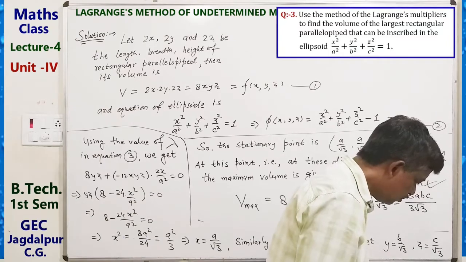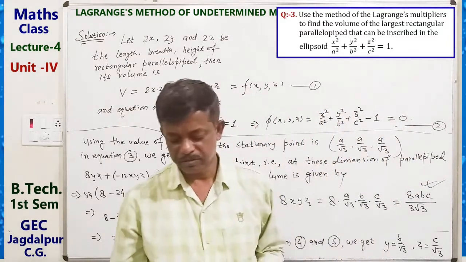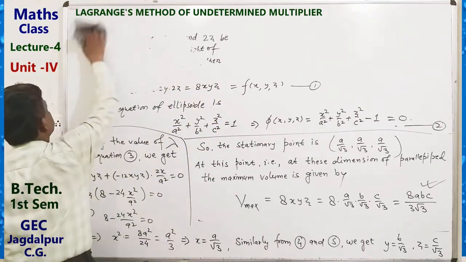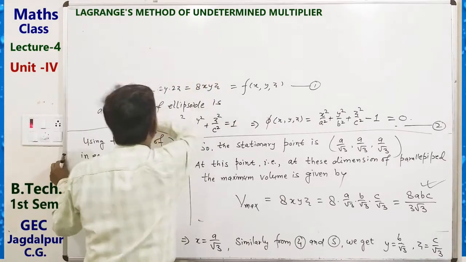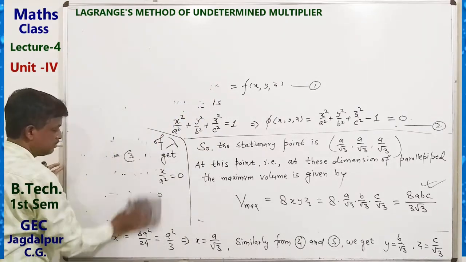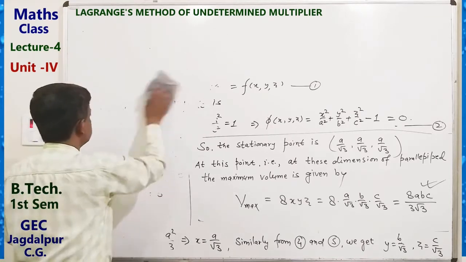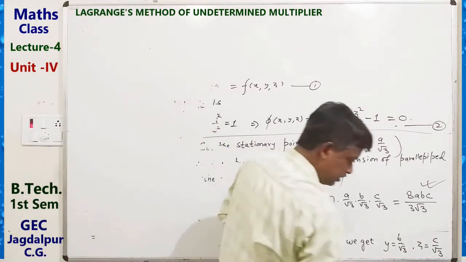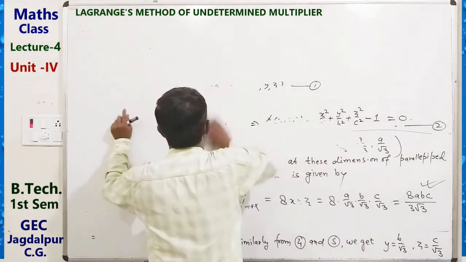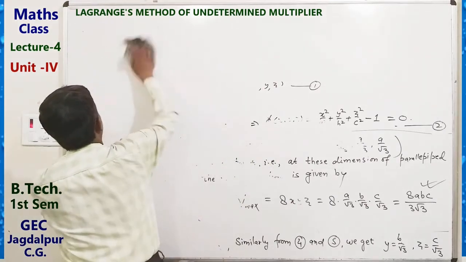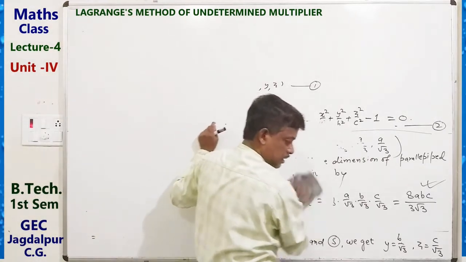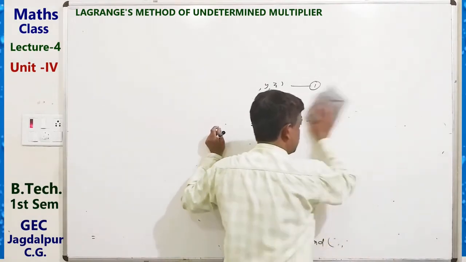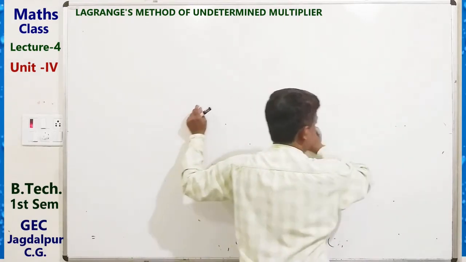Now here one more question, where two relations are given. Up to now we were solving questions where a single relation was given. Now two relations are given. That is, if u equals ax square plus by square plus cz square, this is the function, where x square plus y square plus z square equals to 1 is one relation, and Lx plus My plus Nz equals to 0 is another relation.